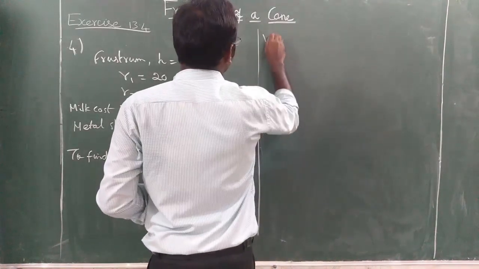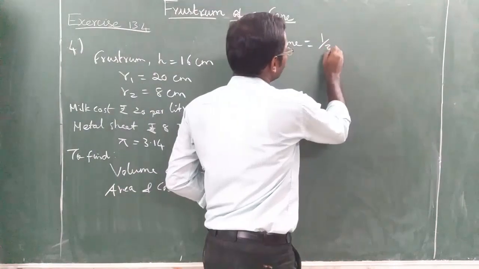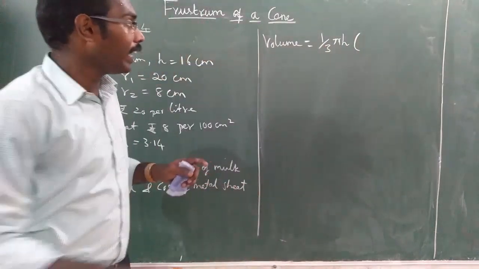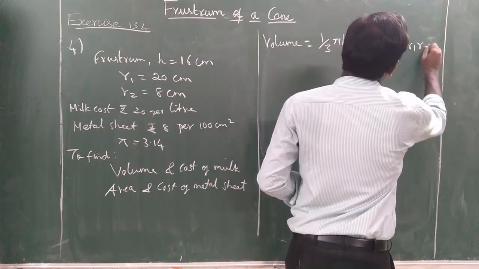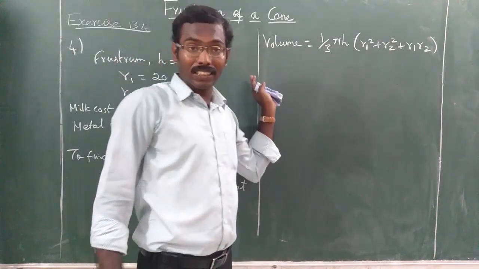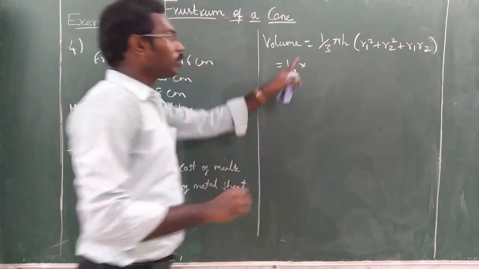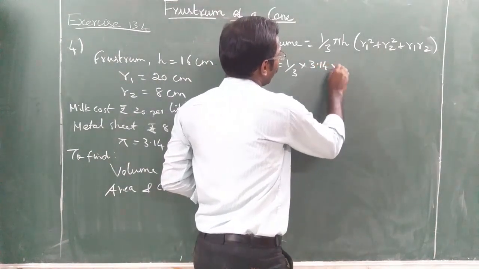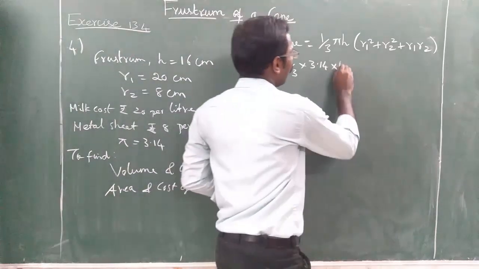So the volume formula. Volume is equal to, the volume formula you remember, 1 by 3 pi r square. Don't write r square, write h. Instead of r square you will write r1 square plus r2 square plus r1 r2. If you want to draw a rough diagram, you can draw. You are familiar with this, so I am not drawing it. So equal to 1 by 3. Pi value should be used as 3.14. So write 1 by 3 into 3.14 into, what is the h value? The h value is given, 16. Are you all following?